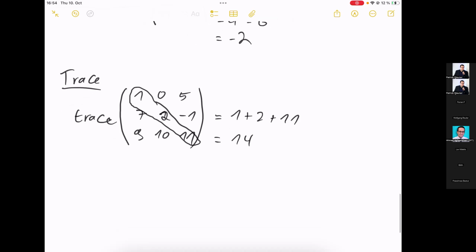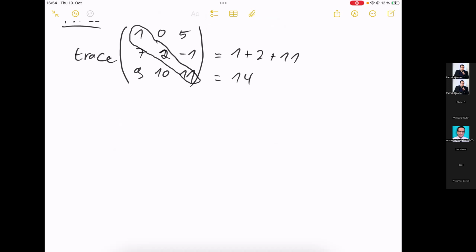And we're almost done. Just a few more concepts. We have the inverse of a matrix. Who of you remembers the concept of an inverse? Maybe thumbs up or thumbs down. I see positive reactions, but we'll quickly do it.